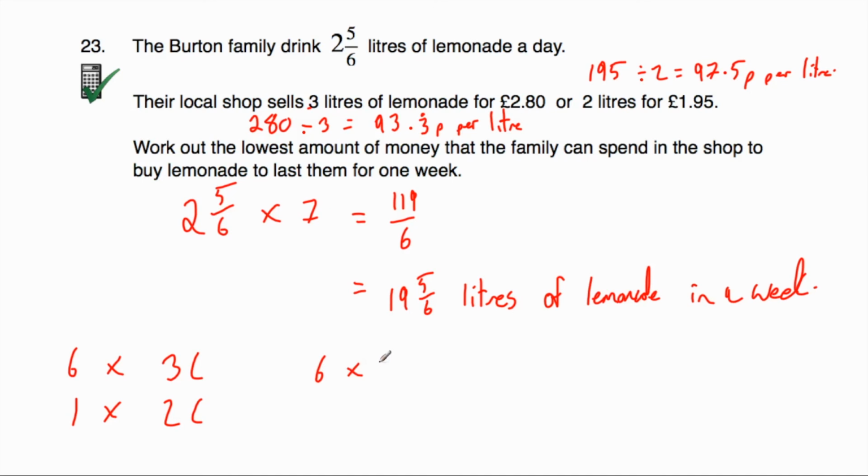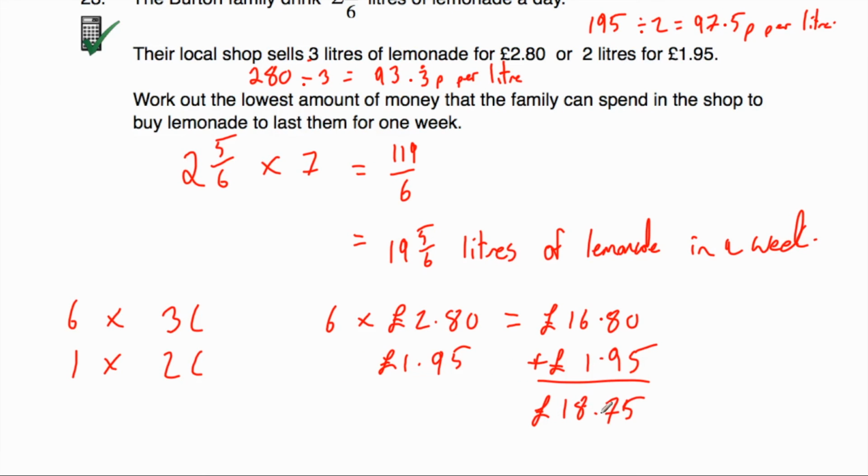So let's do 6 multiplied by £2.80, and then do one lot of £1.95, which is just £1.95, and then add them together and see what we get. So 6 times £2.80 is equal to £16.80. And then we're going to buy one lot of 2 litre, which is £1.95. So if we add that on, that's equal to £18.75, and that's the lowest amount of money that the family can spend in that shop to buy enough lemonade to last them for 1 week. And that's it. So that's our answer.